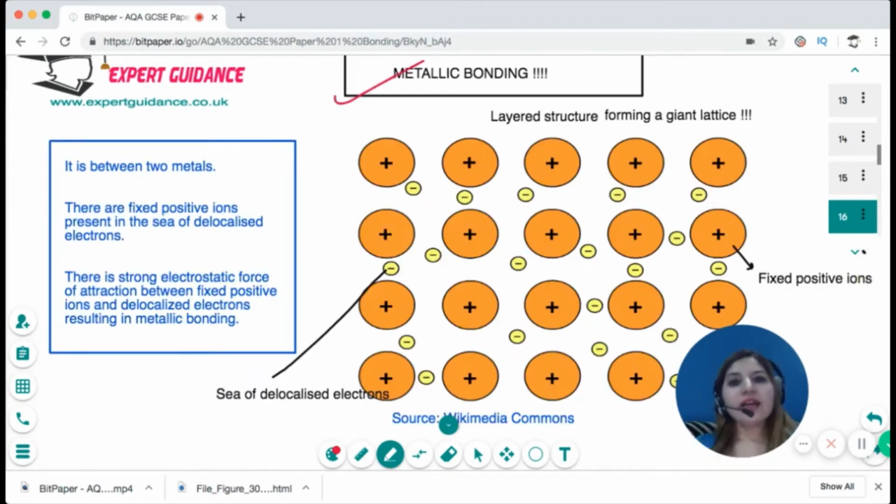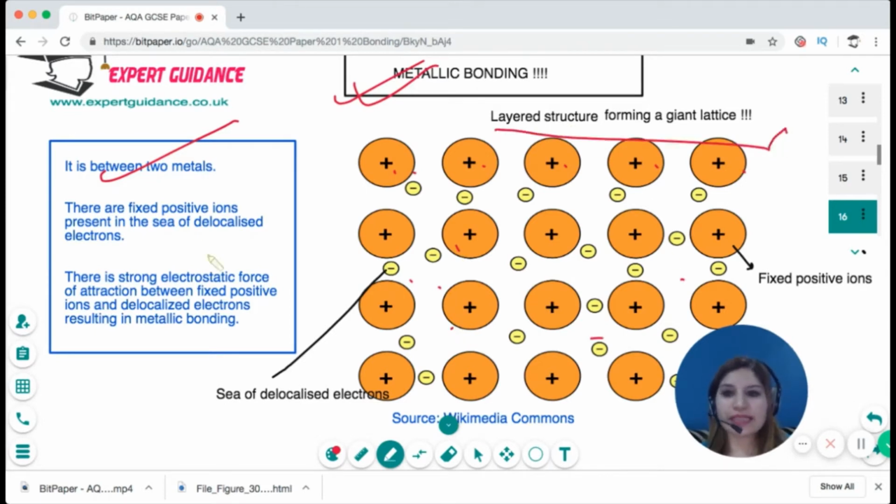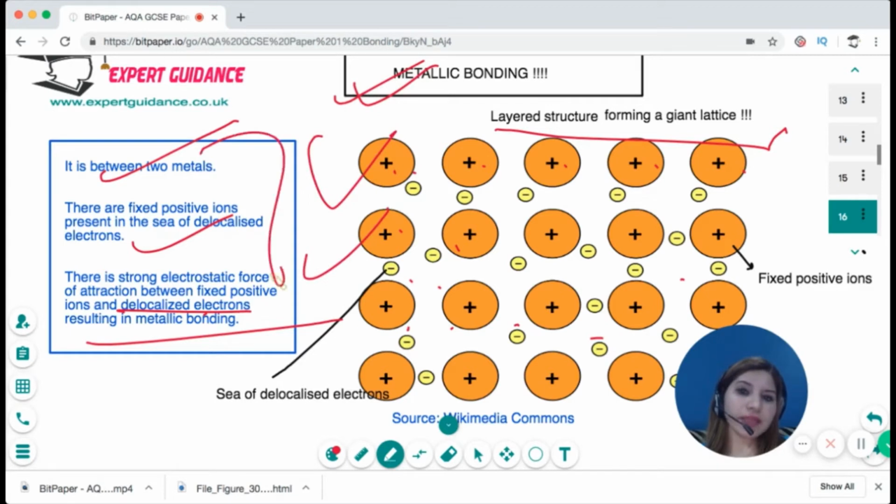Now comes the last bonding, which is the metallic bond. It is between two metals, you can see they are fixed positive ions in a sea of delocalized electrons. There is a layered structure forming a giant lattice, and there are strong electrostatic forces between the oppositely charged ions and the delocalized electrons, resulting in metallic bonding. You should be able to draw this diagram and explain these points.